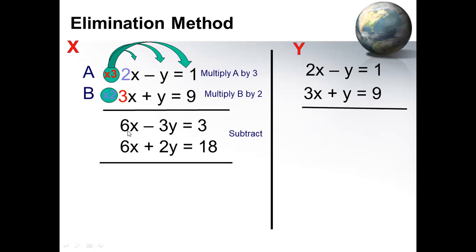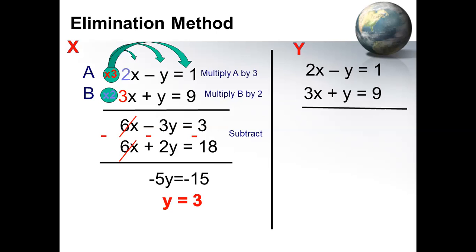Since I have 6x and 6x, the same number, I can eliminate them by subtracting. So I'm going to subtract the whole equation. 6x minus 6x cancel each other. Then negative 3 minus 2y will be negative 5y, and 3 minus 18 will be negative 15. So y equals 3.